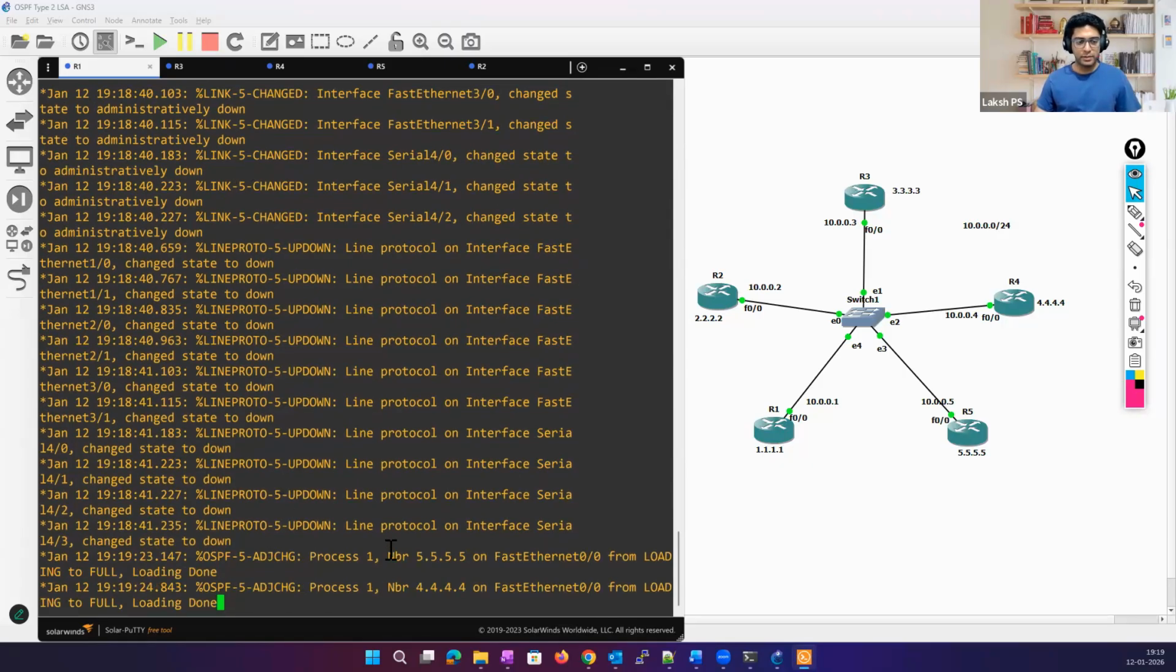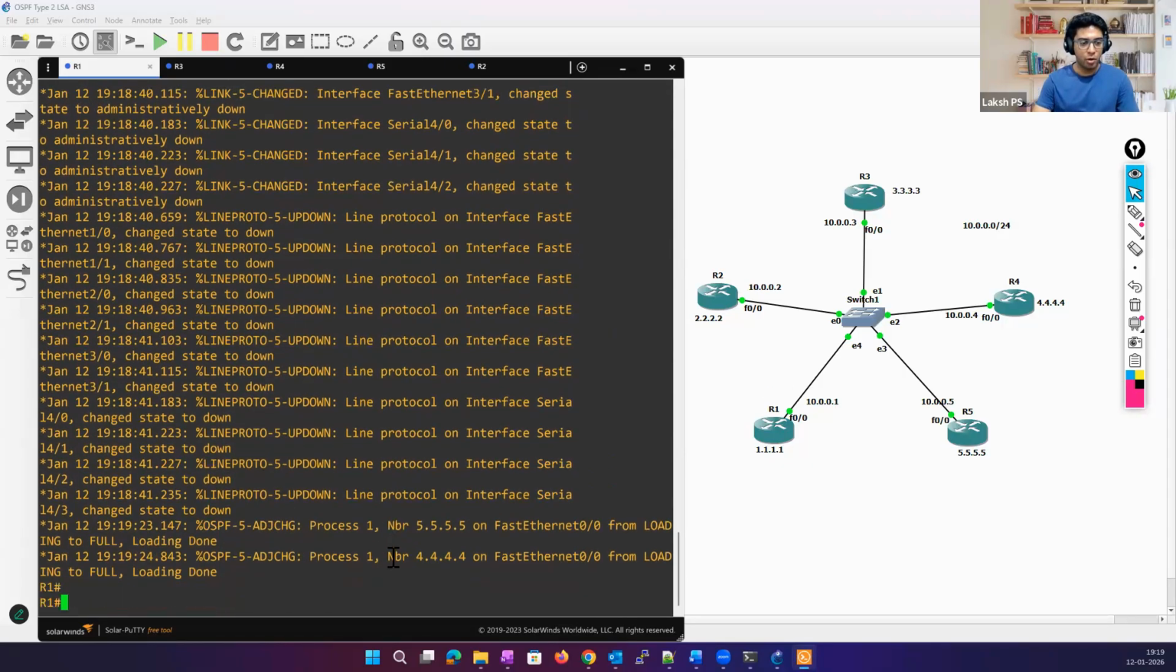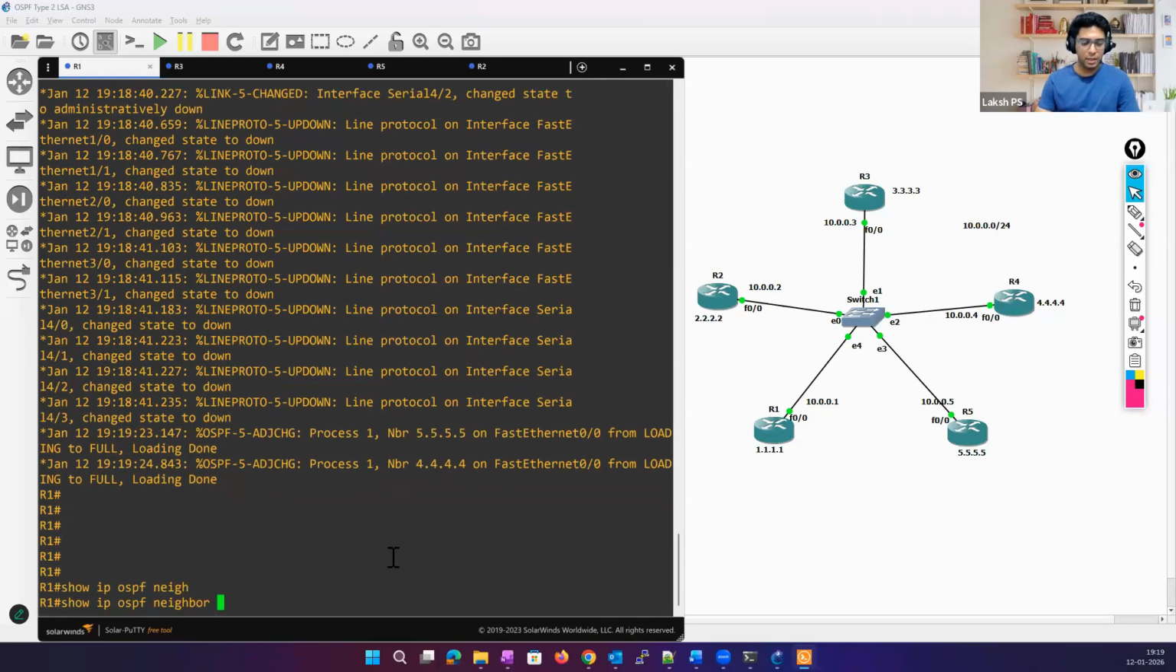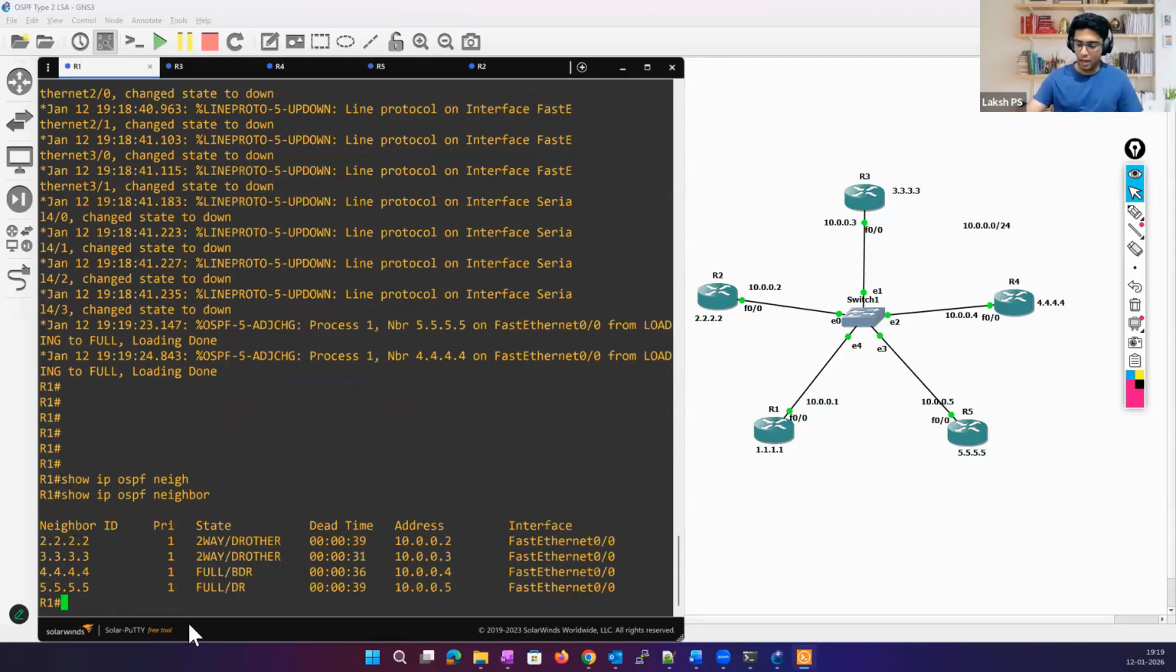Okay, so OSPF has come up, and if we check on R1, show IP OSPF neighbors, we will see R1 has formed two-way neighborship with R2 and R3 because they are the DR other routers, and R4 and R5 are BDR and DR respectively, and with those routers, it has formed full adjacency.